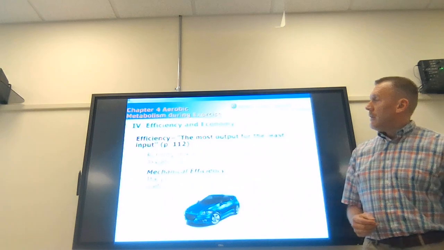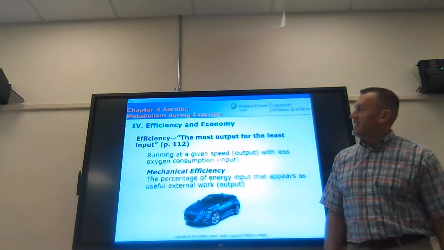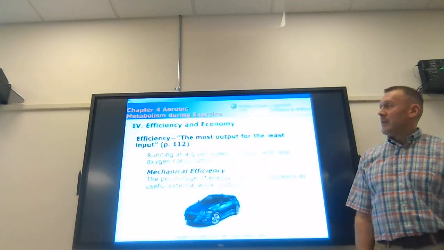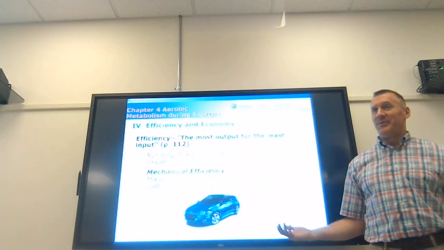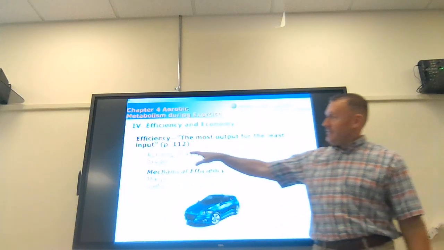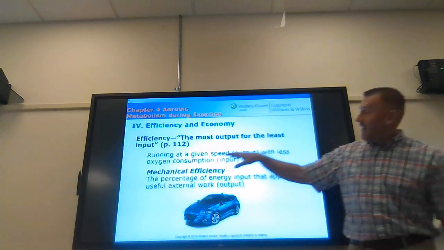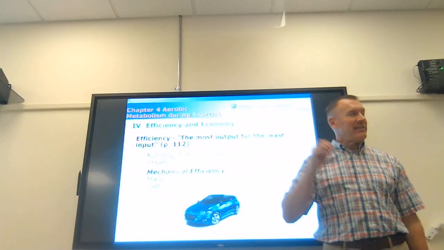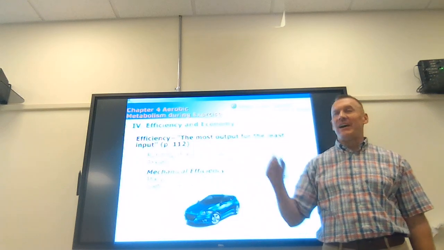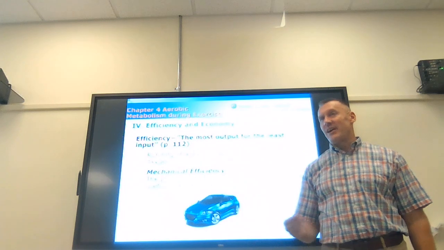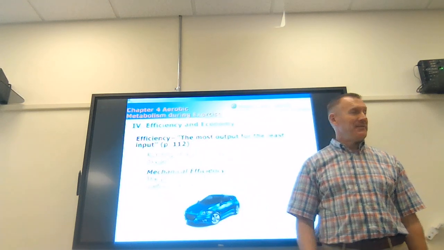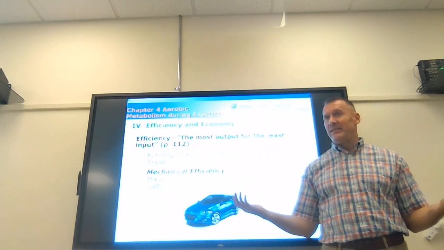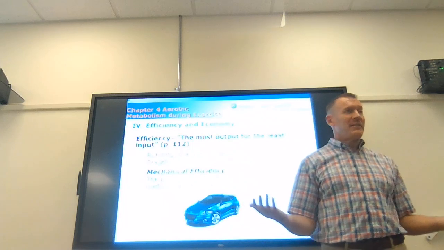Okay, so efficiency, the most output for the least input. I like that. It's the definition, page 112 in your chapter. So from a running standpoint, how fast can you run and consume the least amount of oxygen? So you have two athletes, and they can run equally fast, but the one that's consuming less oxygen is the more efficient.